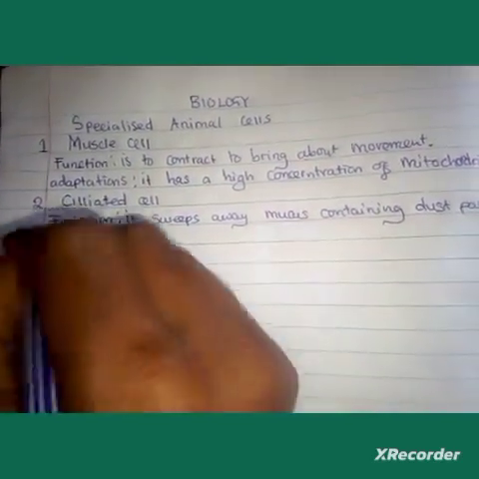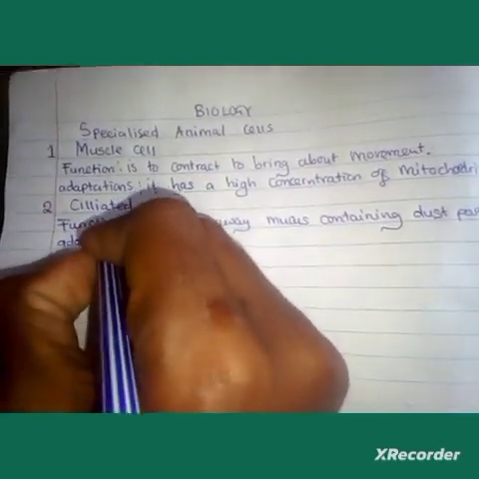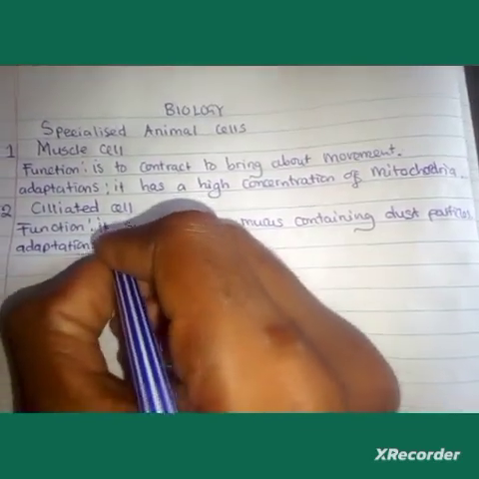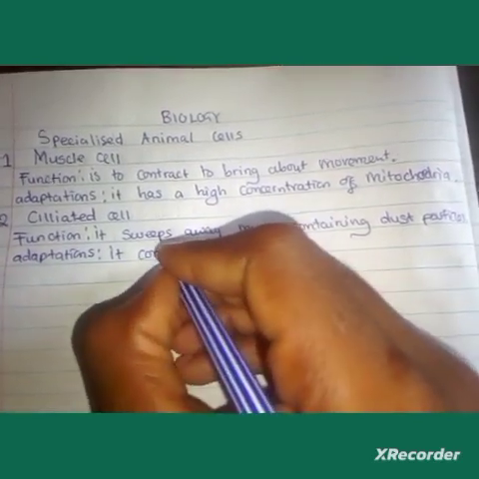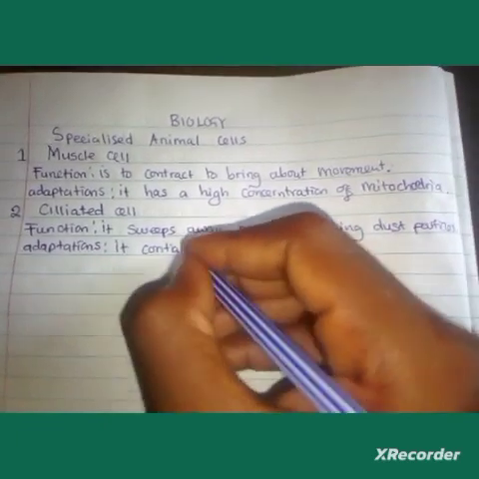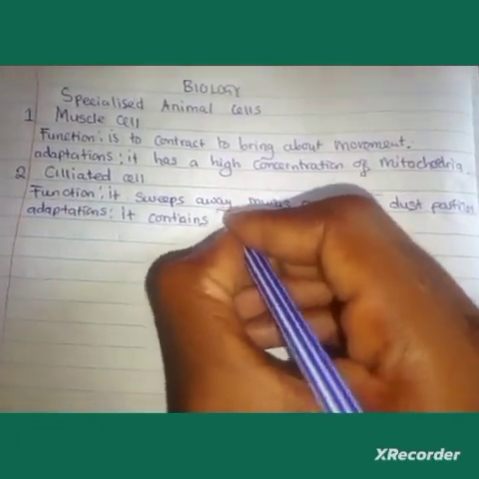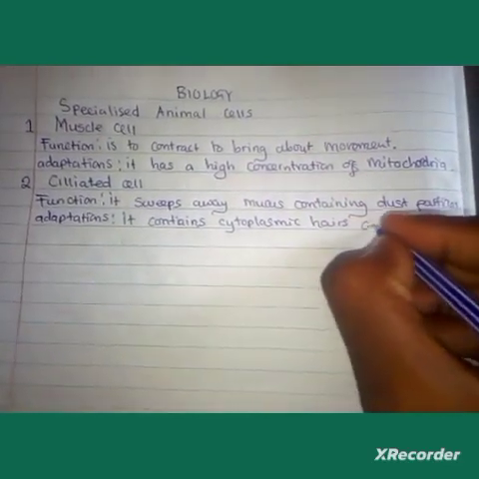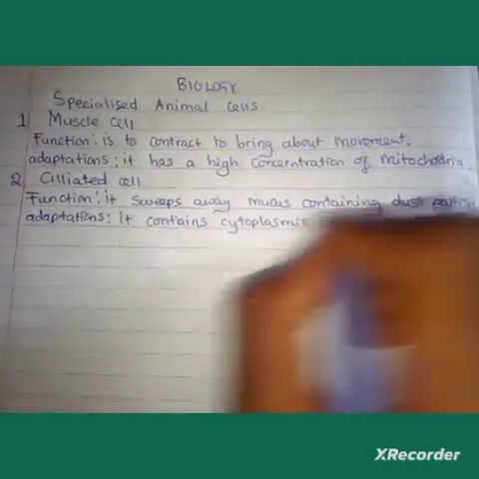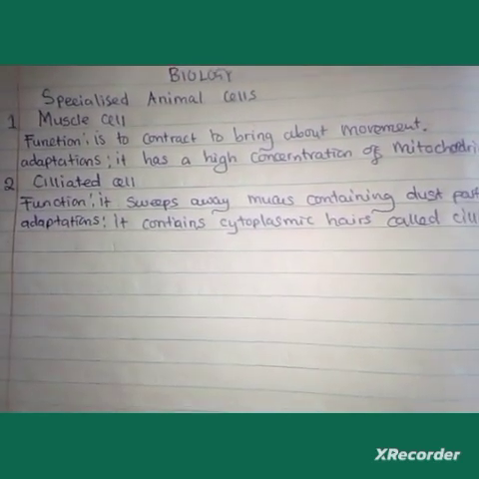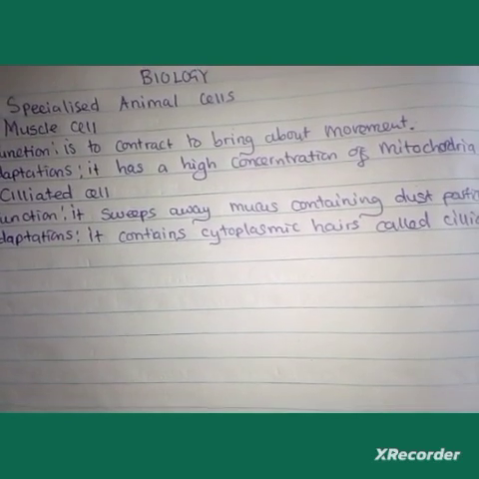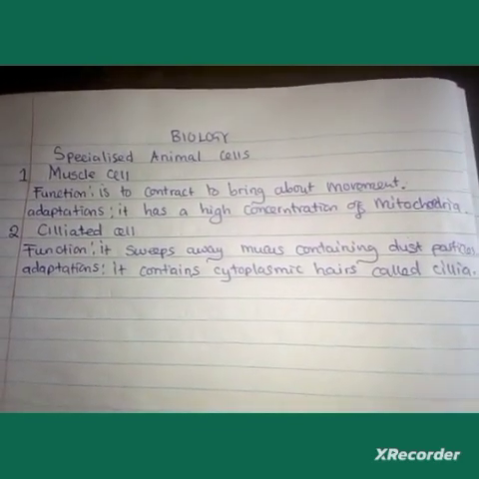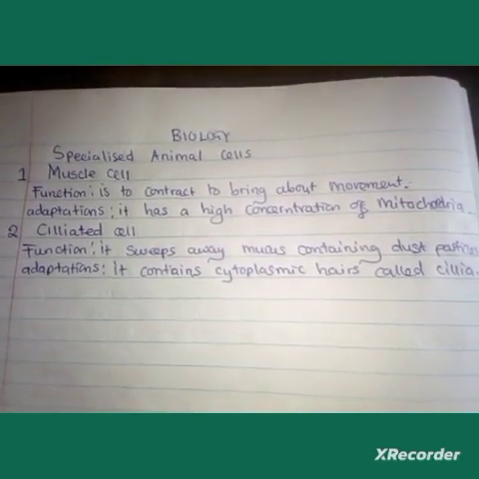Okay, then the adaptations of a ciliated cell, it contains cytoplasmic hairs called cilia. That is why it is referred to as a ciliated cell, okay, because it contains cilia. Okay, so we'll move on to the next.